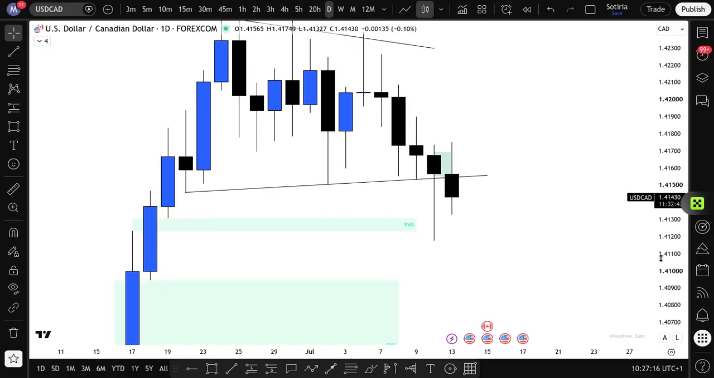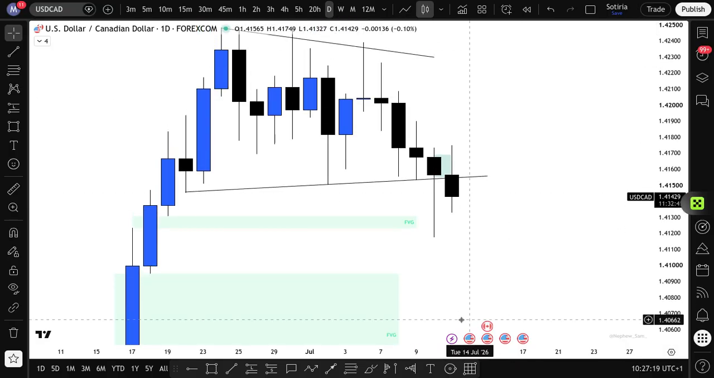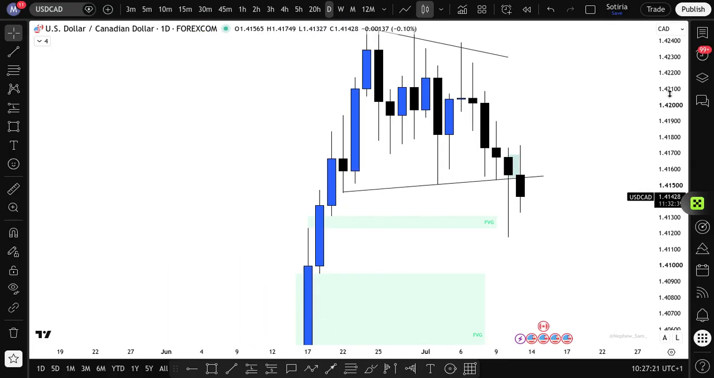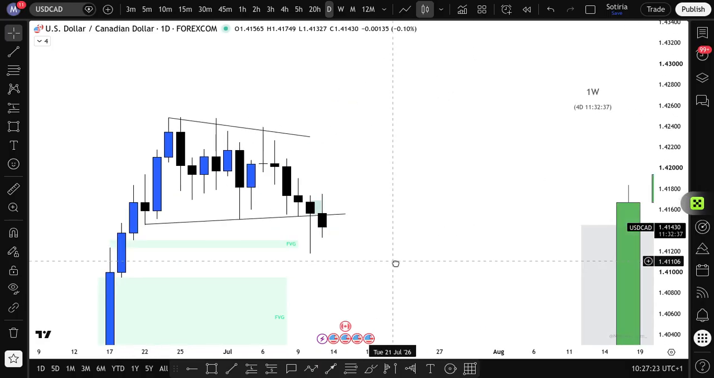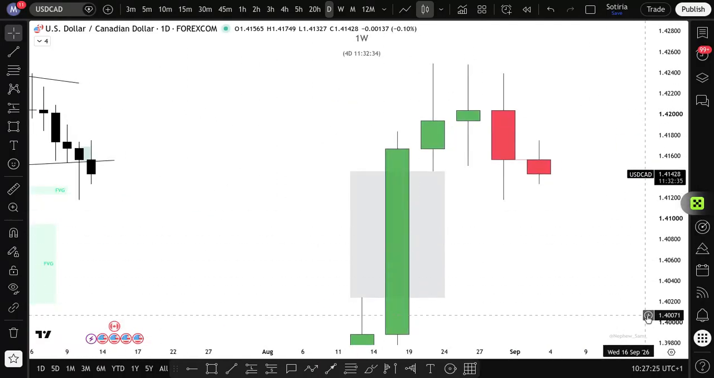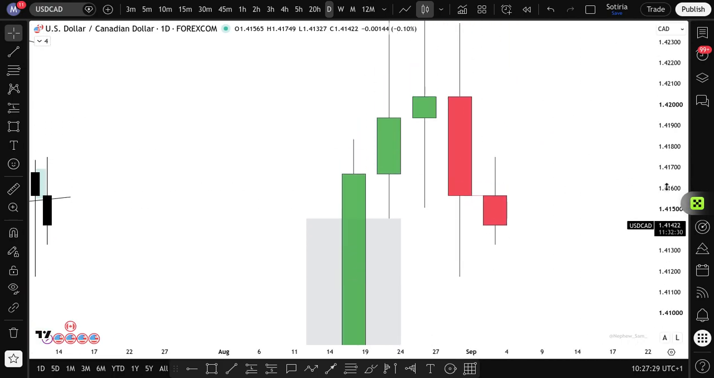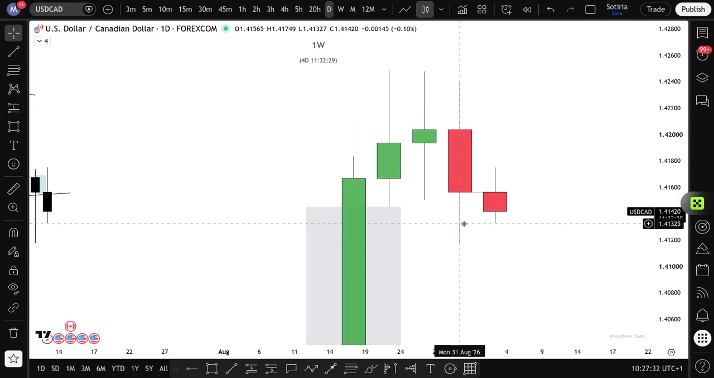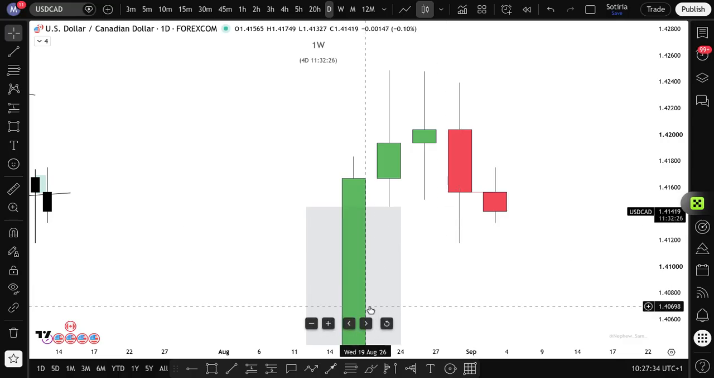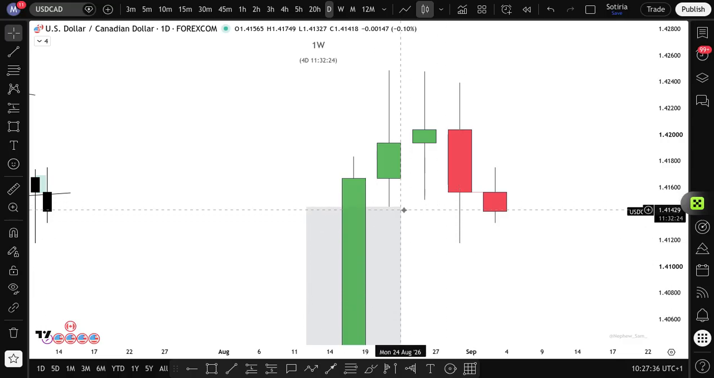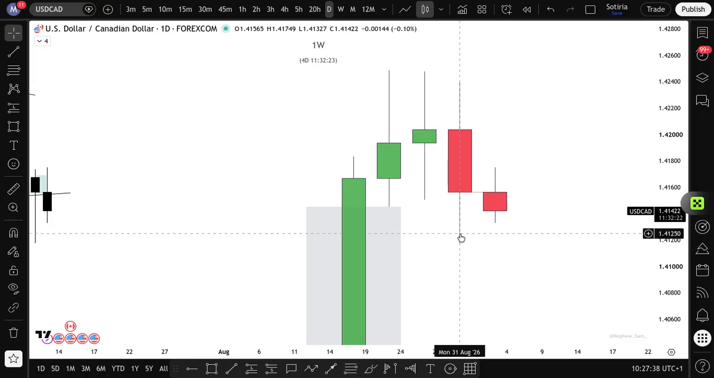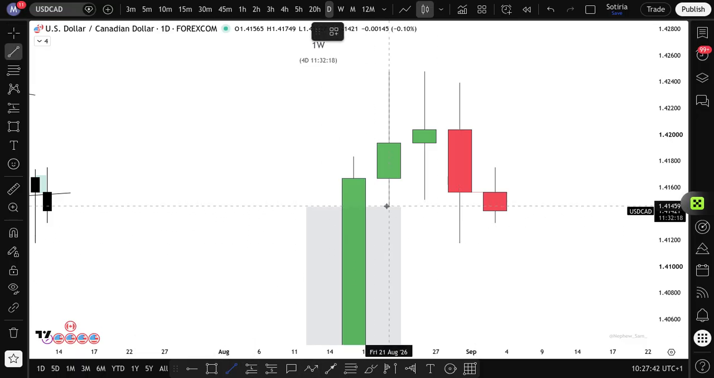But if we move to the weekly time frame, let me share this here. On the weekly time frame, we can see something here. We have this weekly FVG here, and price came into this weekly FVG last week, and what did the price do? Price closed above this weekly FVG.